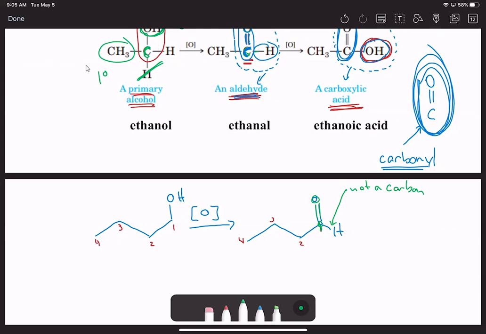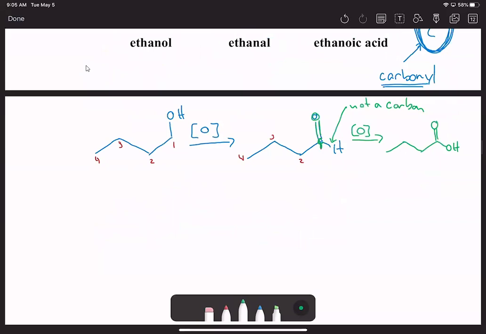So the first time we oxidize a primary alcohol, we get an aldehyde. The next time we oxidize it, we get a carboxylic acid. There's my 4 carbons, and a carboxylic acid, because we should be memorizing it, is a carbonyl plus a hydroxy group. And they're always done the same way. We're always going to get the same result from any primary alcohol.